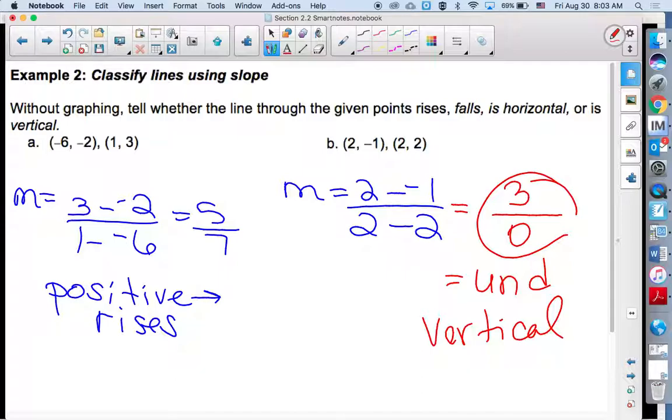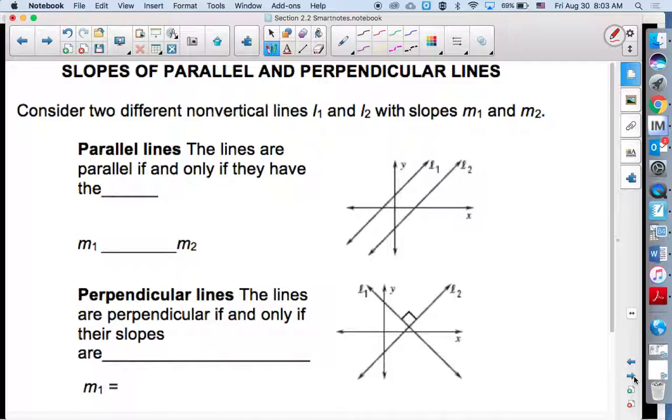The last concept we're going to talk about with slope is that if I have 2 lines, the lines could be parallel or perpendicular, and I can determine that by also using the slope. So the lines are parallel if and only if they have what? Why are lines parallel, Peter? They have the same slope. So you see 2 lines. One line, L1, would have a slope of M1. Line L2 would have a slope of M2. They must be equal.